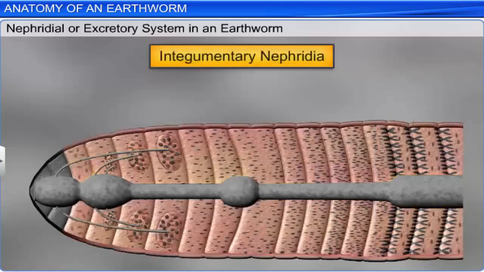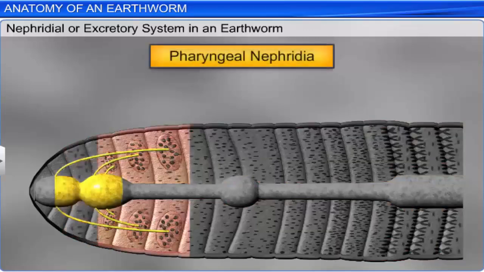The integumentary nephridia are attached to the lining of the body wall from the third segment to the last segment and open onto the body surface. The pharyngeal nephridia occur as paired tufts on either side of the pharynx and esophagus from the fourth to the sixth segments.